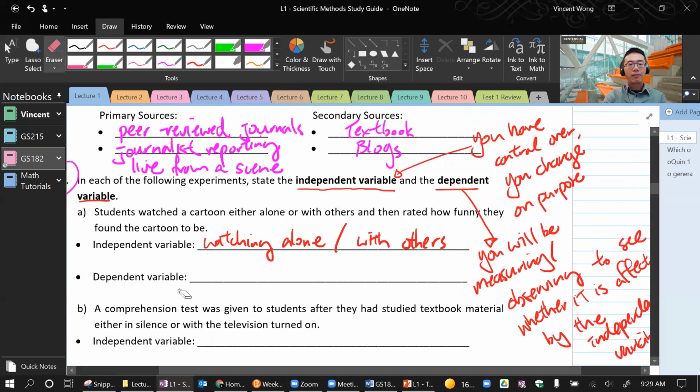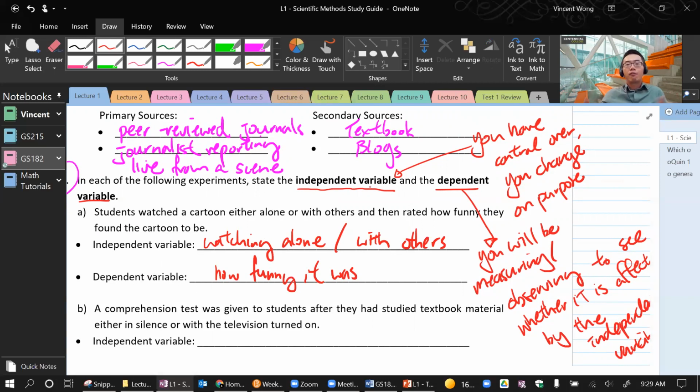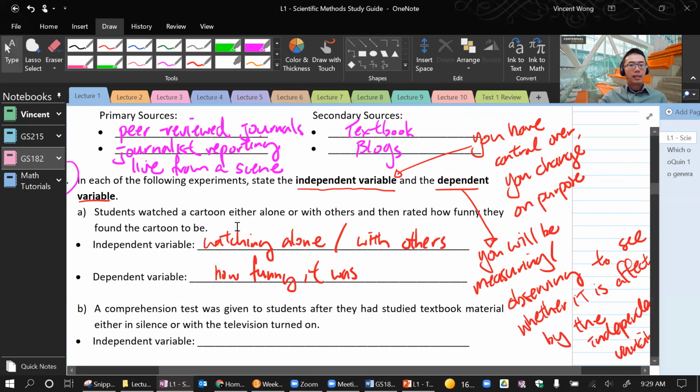And then the dependent variable, the one that you'll be observing or rating, would be how funny it was. Now, this is a little bit subjective, depending on the person, right? So you probably have to come up with some kind of scale, right? On a scale of 1 to 10, how funny do you think this is? Rather than just saying, was it funny? Okay. Any questions?